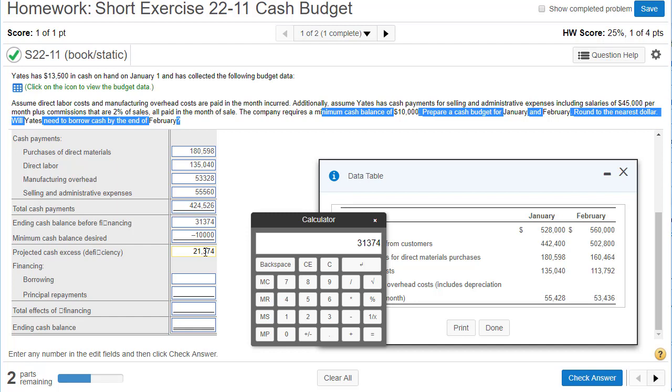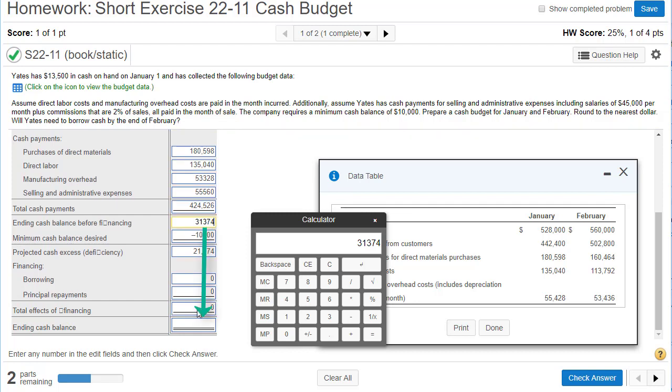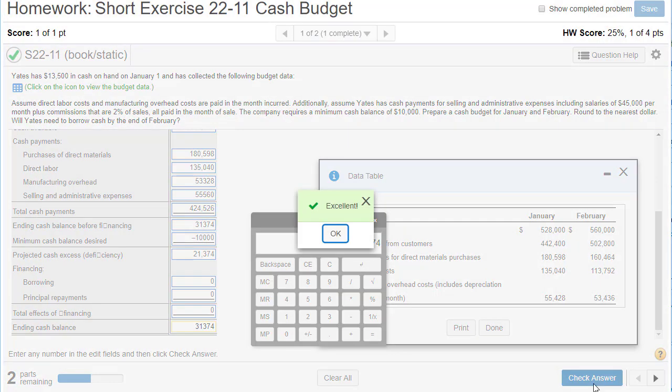So if this number was a negative, that would mean we were deficient, we were below our $10,000, then we'd have to borrow. So we have zero borrowing, and we have zero principal payments because we've not borrowed anything. Total effects of financing are zero. So what's our ending cash balance? It's the same number as right here, $31,374. So I can copy that, paste it here. Most excellent.